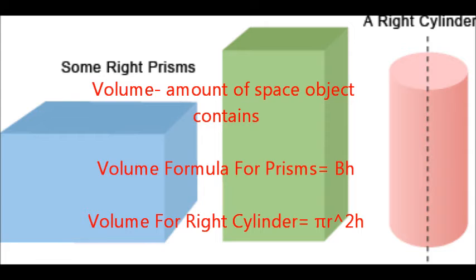Volume is the amount of space the object contains. You can find the volume of a prism or cylinder by using the formula V equals BH, where B is the area of one base and H represents its height. The volume for a right cylinder is pi r squared h.